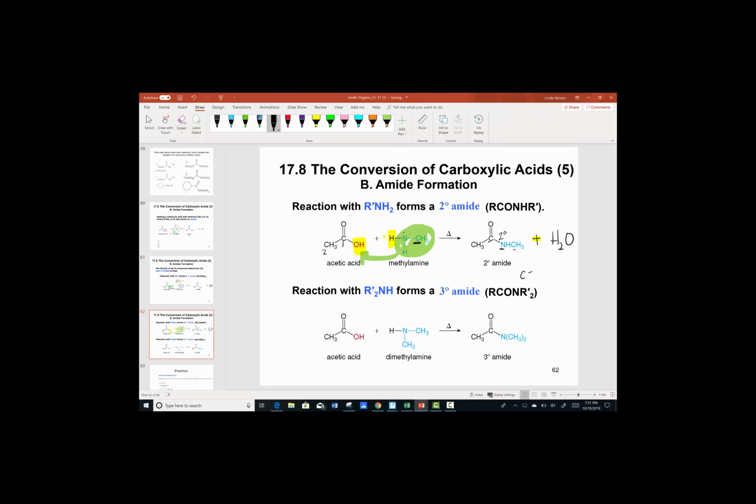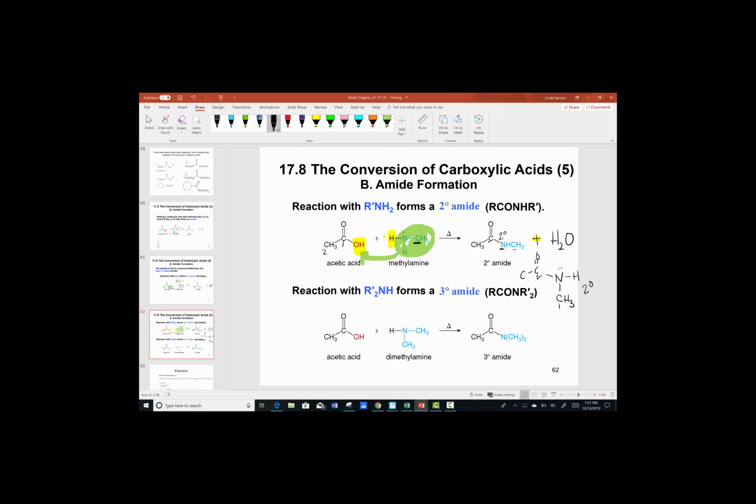So just to clarify how that would look, the nitrogen is attached directly. You have a carbon coming down and a hydrogen going off the other direction. So that's why it's called a secondary amide. It's attached to 2 other carbons.